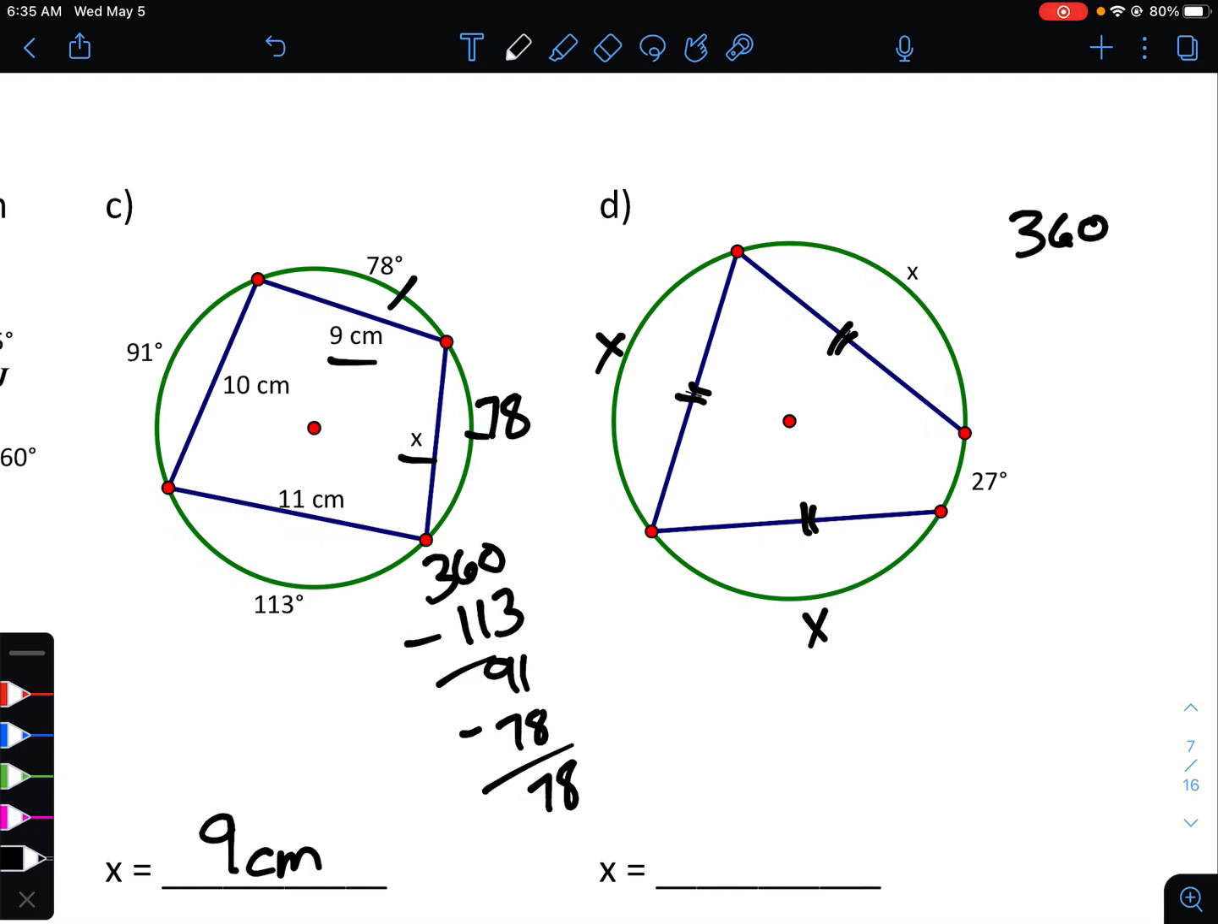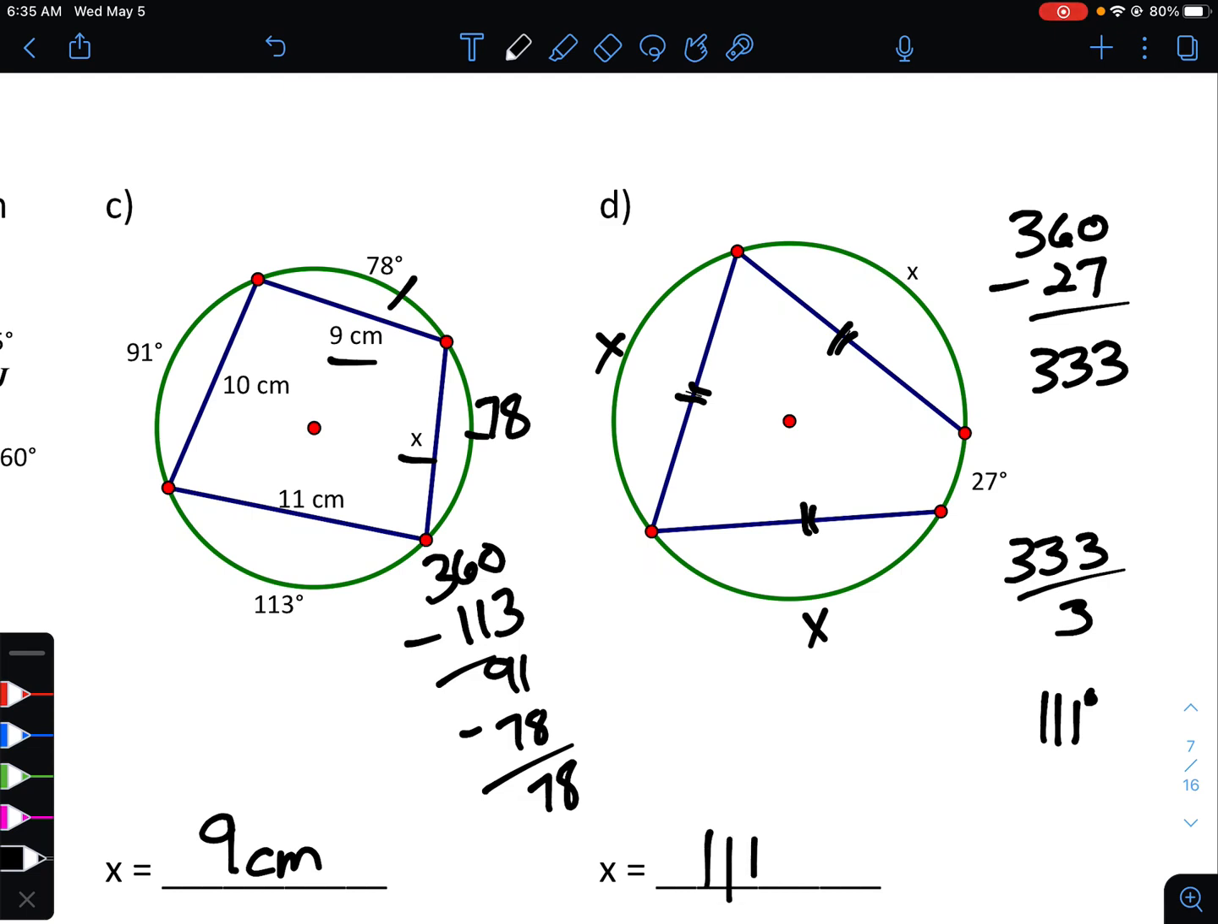So what we'll do is we'll take 360 degrees minus the 27 that we know. That leaves us 333 to be divided between the three arcs. And since they all have to be the same, we'll just take 333 and divide by 3. That gives us 111 degrees for each of those arcs that we were looking for. And so that would be our value for x, 111 degrees.